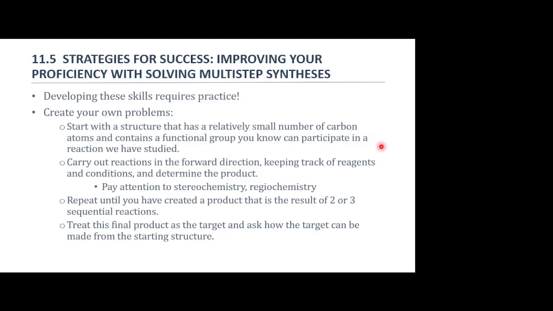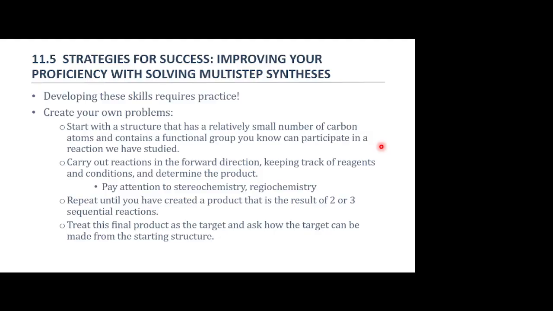You can start with a structure that has a relatively small number of carbon atoms and contains a functional group that you know can participate in reactions we've studied. So you can do the different reactions you've studied and start yourself out with those functional groups. You can carry out reactions in a forward direction, keeping track of reagents and conditions, and determine the products. Make sure when you do these things, though, to pay attention to your stereochemistry and regiochemistry, because that's a large part of what's actually useful about doing this.